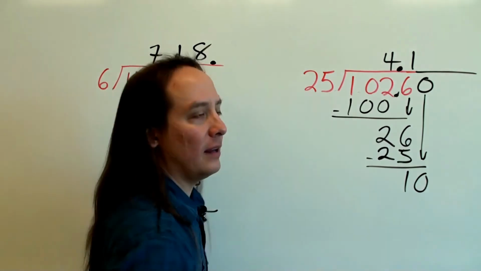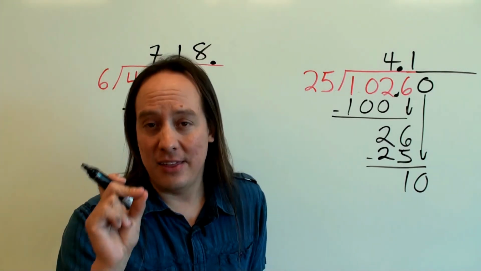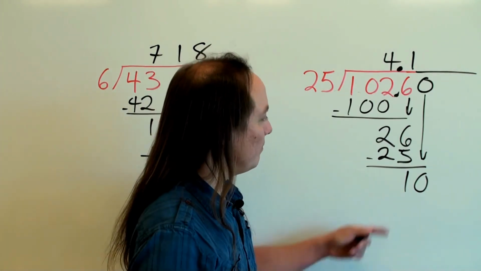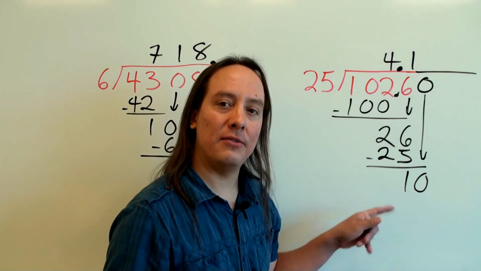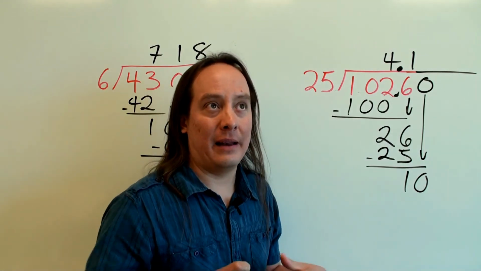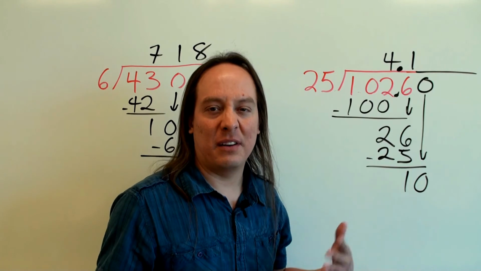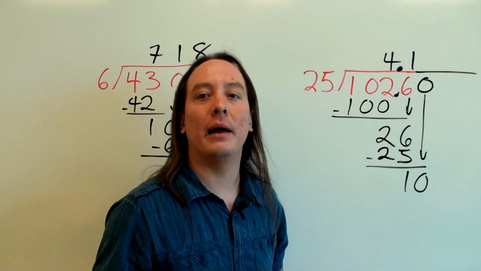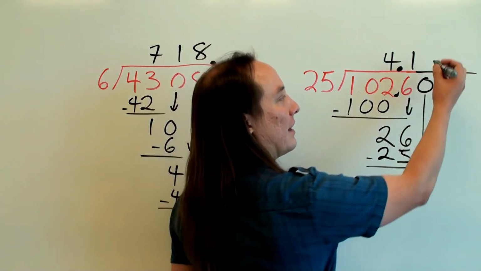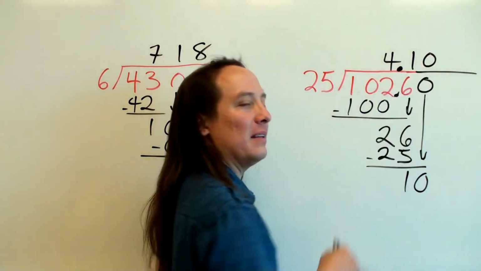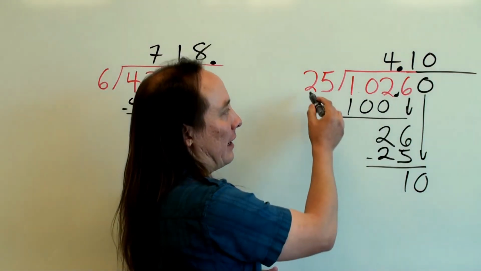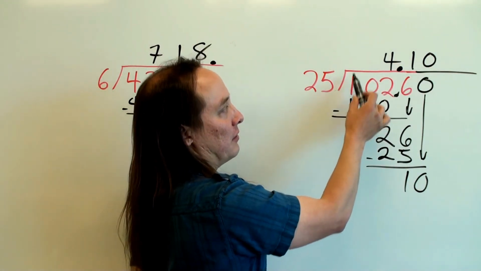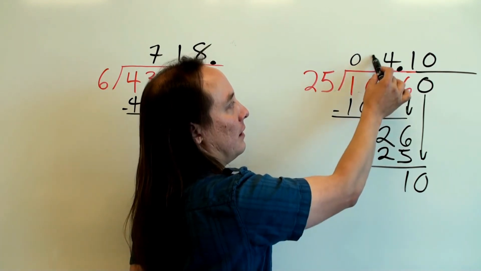So 25 goes into 10? No. This is important. I have to show that 25 doesn't fit into 10. I have to say it fits 0 times. It doesn't fit, and I have to show that. I could have done the same thing over here. I could have said 25 goes into 1, no. 25 goes into 10, no.